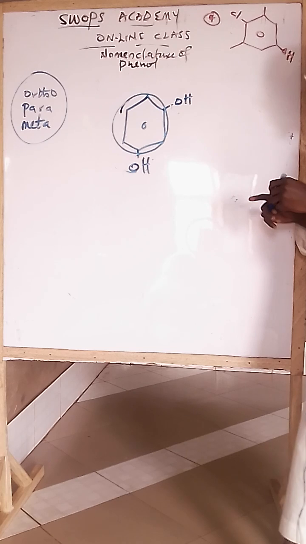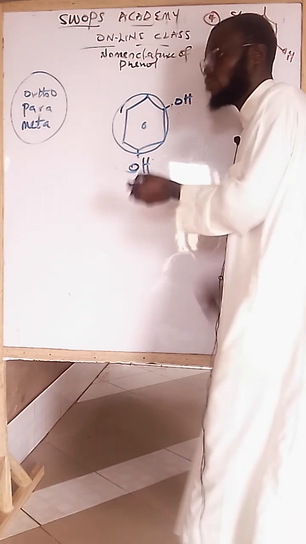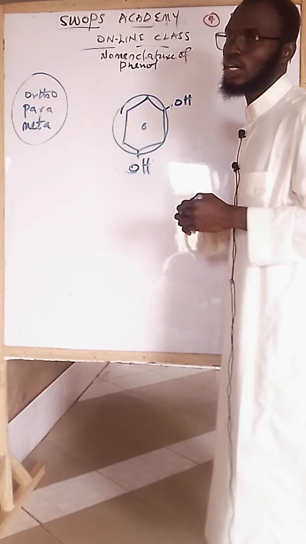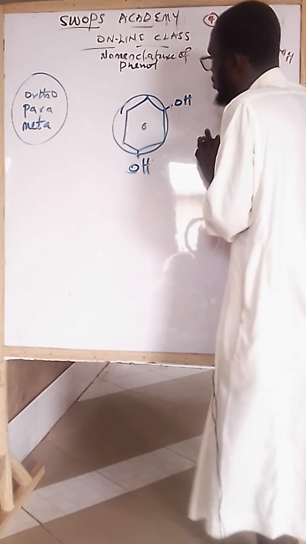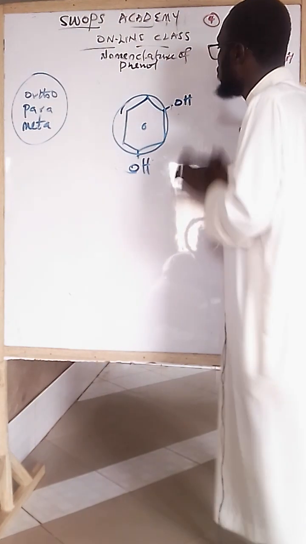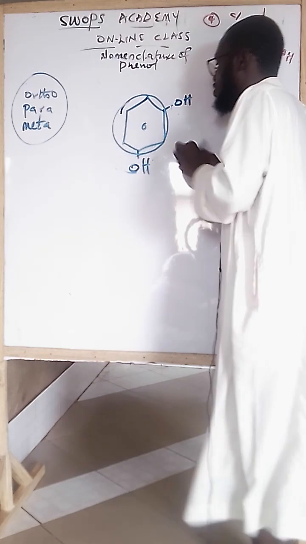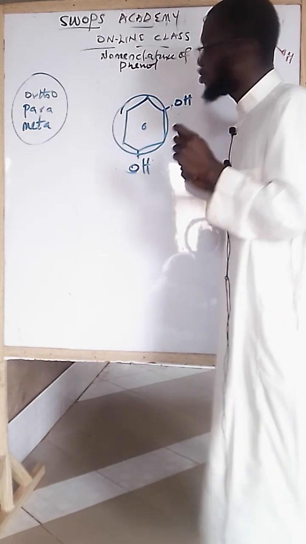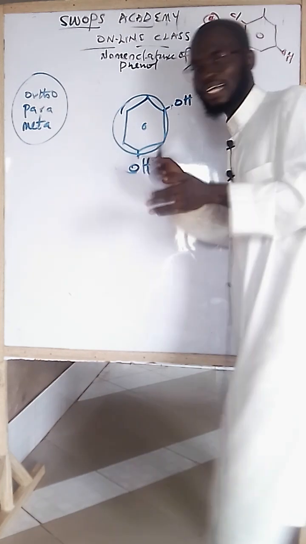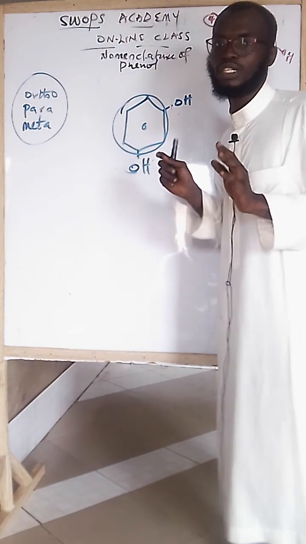Hope I'm communicating. Now let's try and name this. I told you that this is the substituent, and this is also the substituent. Are we together? Now we can count irrespective of where we start. But let's check the first OH, the carbon that it is on. Are we together? Then we can start from any one, irrespective of that.